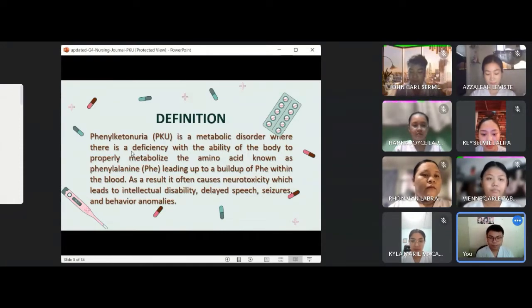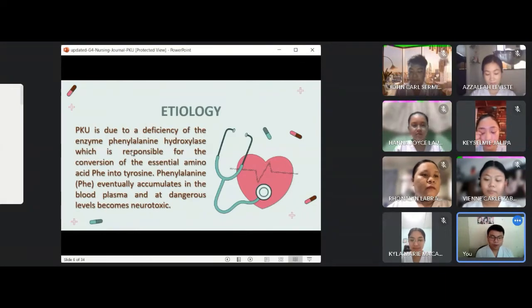Now, the causative agent, or the etiology of PKU, is due to a deficiency of the enzyme phenylalanine hydroxylase, which is responsible for the conversion of the essential amino acid PHE into tyrosine, which is the essential amino acid for the production and essential component of melanin and, of course, many neurotransmitters. So phenylalanine, or PHE, eventually accumulates in the blood plasma and at dangerous levels becomes neurotoxic.